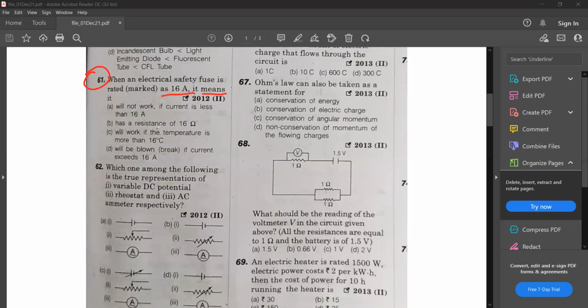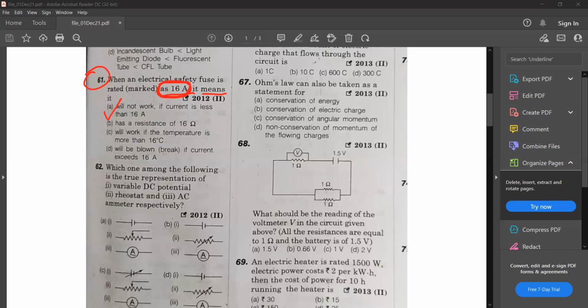Okay, what is the answer? Yeah, option A: will not work if current is less than 16 amperes. An electrical safety fuse rated as 16 amperes means that it will not work if the current is less than 16 amperes. The fuse will not be working.